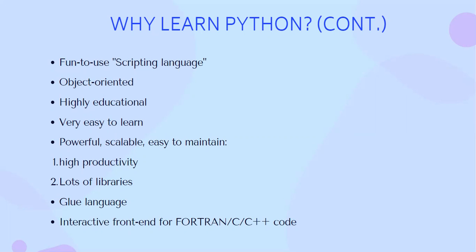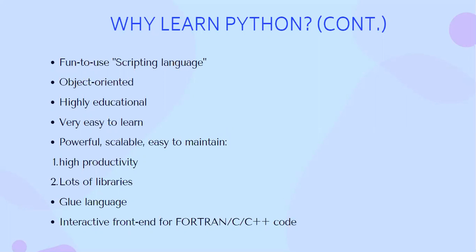And object oriented, as mentioned, means the more emphasis is on the object. It is highly educational, because it is easy to learn, and that is why it is highly educational. It is powerful, it is scalable, and it is easy to maintain because of its easy syntax and efficiency. It is easy to maintain, and thus provides high productivity and lots of libraries. And Python is also known as a glue language. What is a glue language?